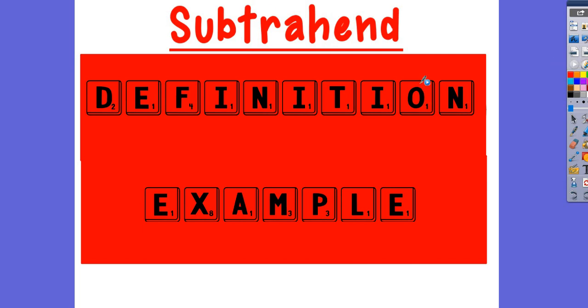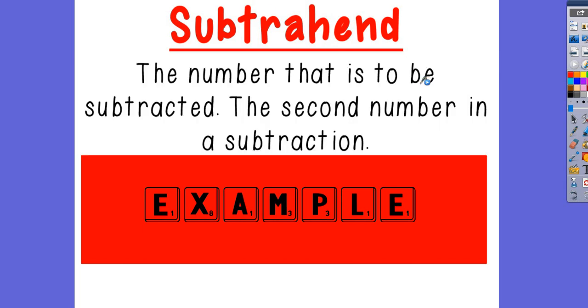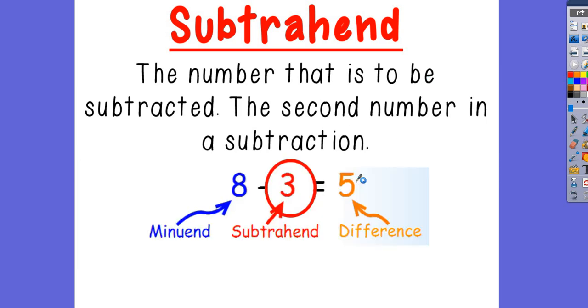All right, the subtrahend. The subtrahend is the number that is to be subtracted. It's the second number in a subtraction problem. So in this case, we have 8 minus 3 equals 5. And then in this case, your subtrahend is the 3. That's what's being taken away.